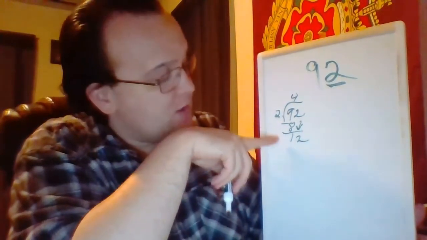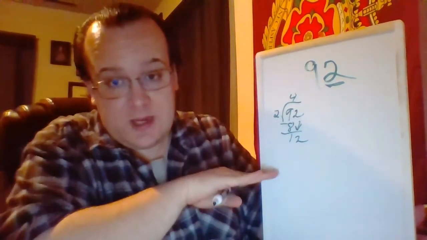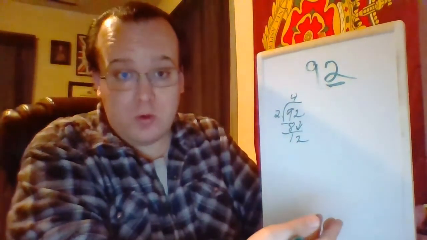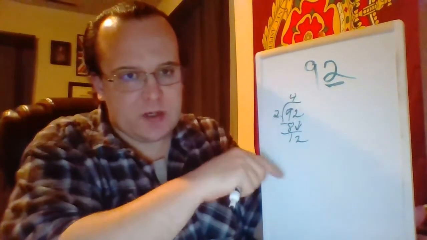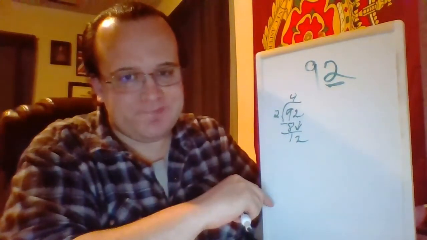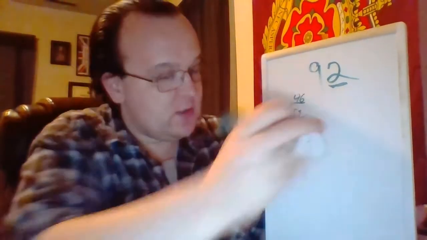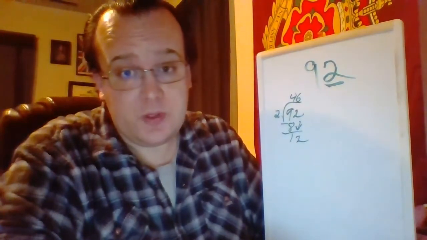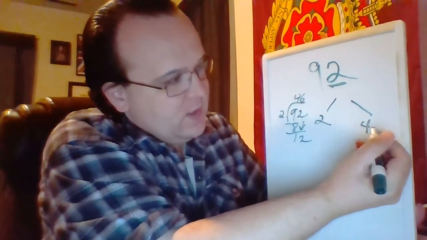Notice when you do division, I really have found it helpful to keep everything linear. That way you know what you're doing. You can go back and easily check your work, easily see it. So 2 times 12, okay, 6. So we know that 2 is a prime number. It can't be divided by anything other than itself. All right, so 2 and 46.